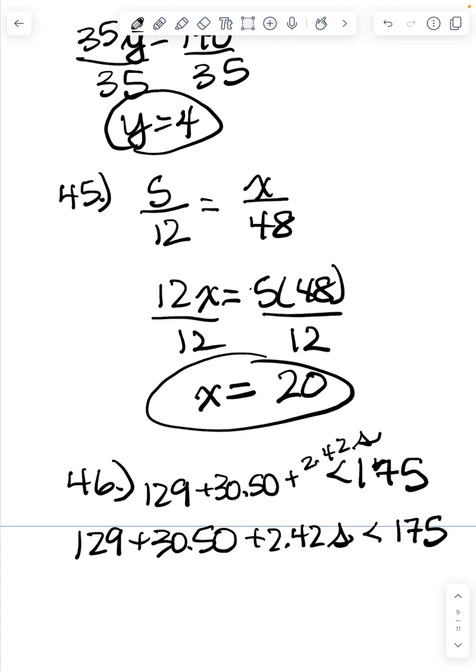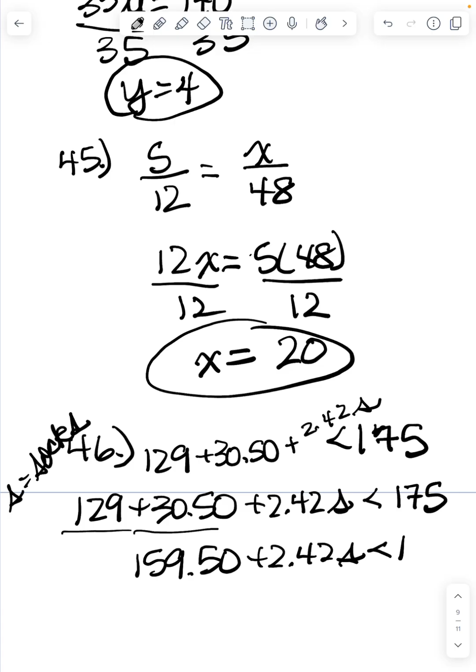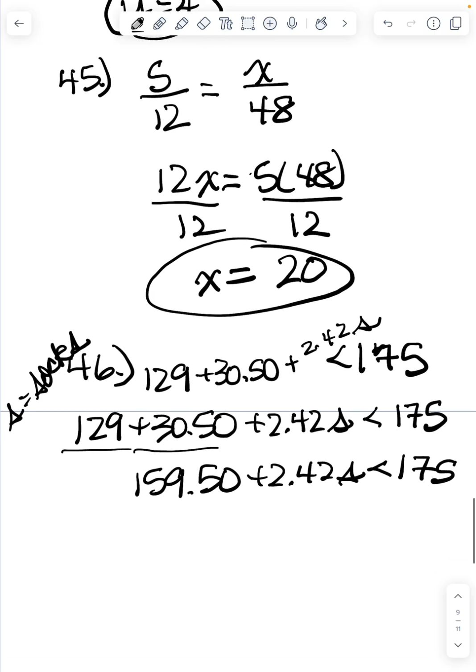Okay, so we're saying that S equals the socks. I should have defined my variable. Okay, S equals your socks. So number 46, let me see here. We're going to end up combining some like terms. That's going to give me 159.50 plus the 2.42S is less than 175.